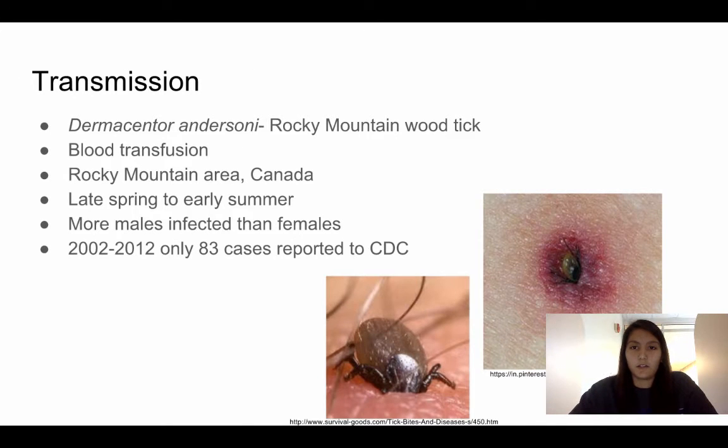So transmission, like the name implies, the disease is transmitted primarily through a tick called Dermacentor andersoni, or commonly known as the Rocky Mountain wood tick. And scientists have found the virus in other ticks, but they haven't found any others to actually transmit it to humans. So this is the only tick to really be worried about for this disease.